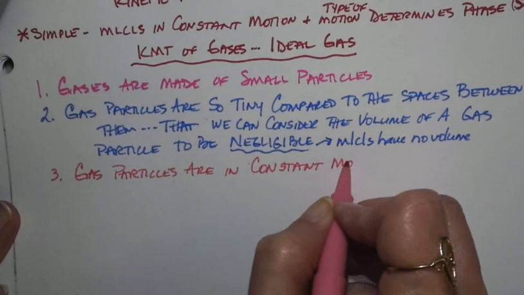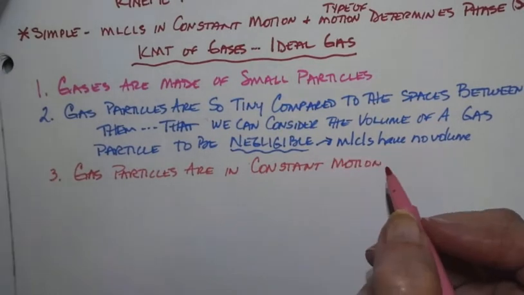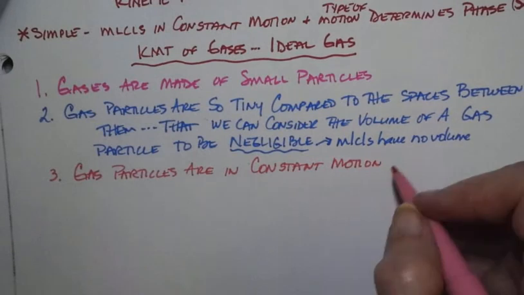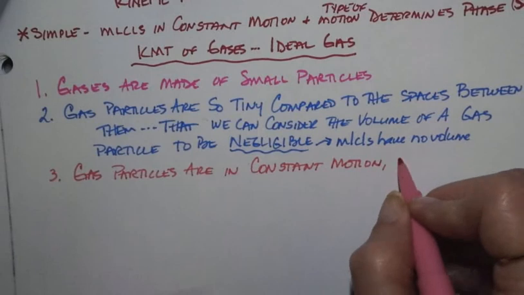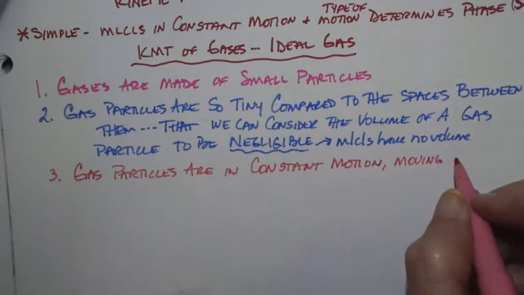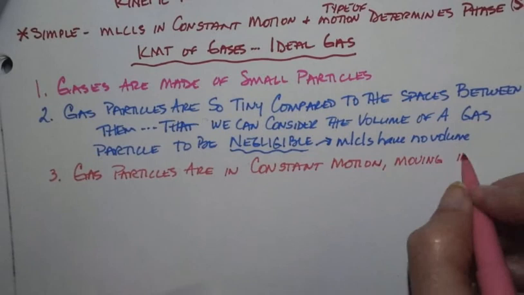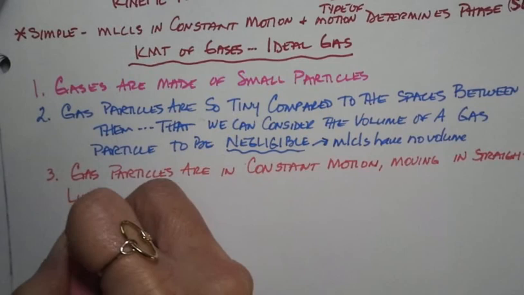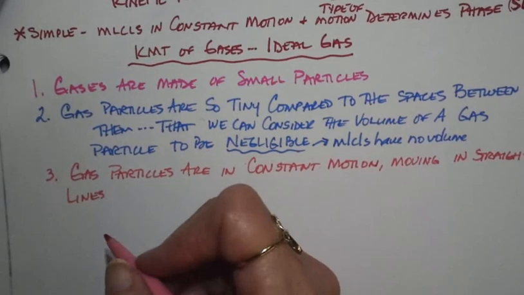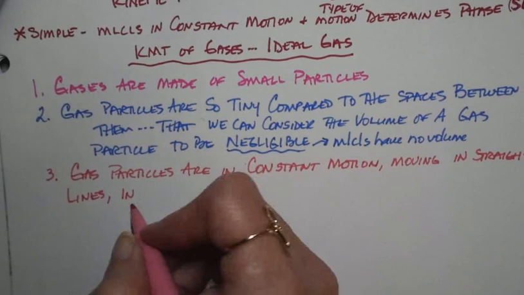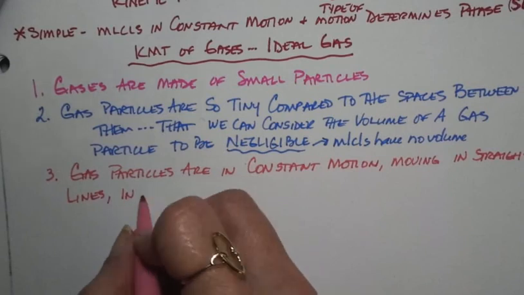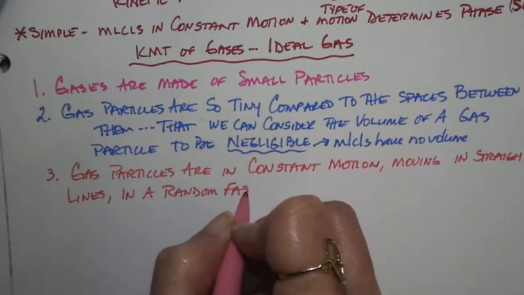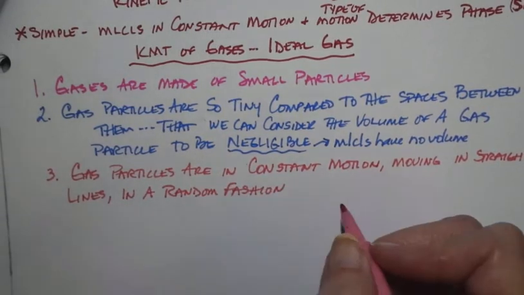Moving in a straight line in random fashion. Okay, so the gas particles are in constant motion, moving in straight lines until they hit something, right? In a random fashion. There is no pattern, there's no set path. Colliding with each other and the container.